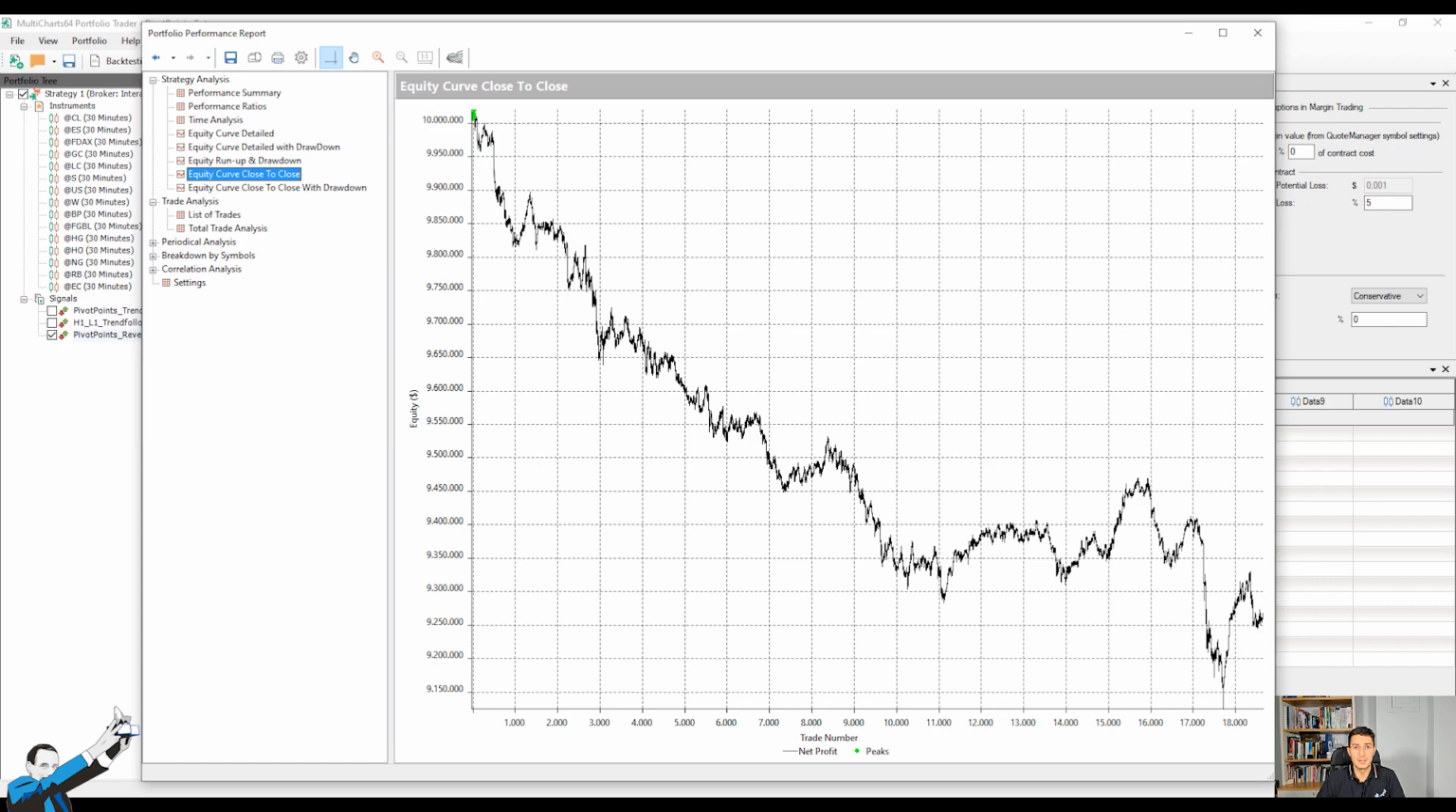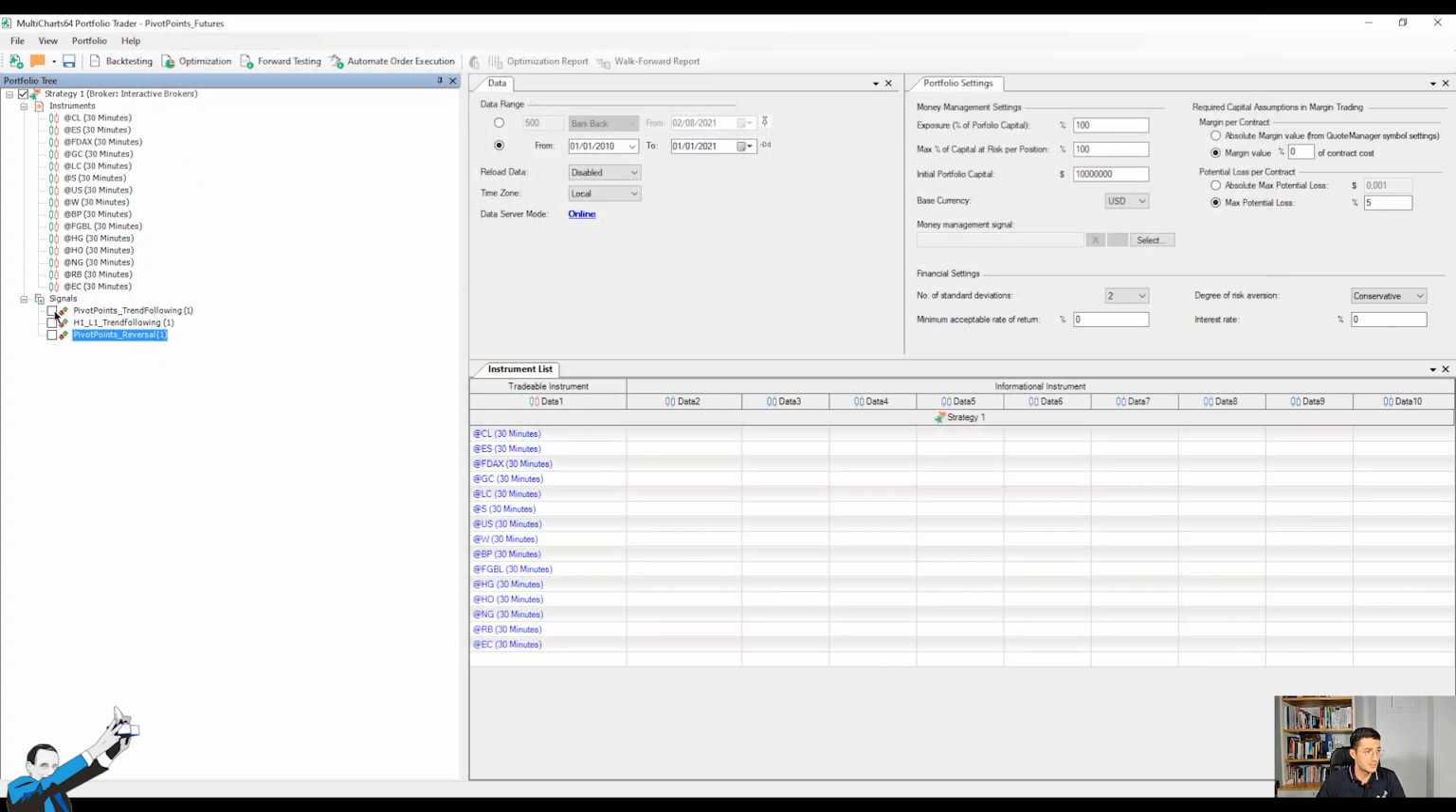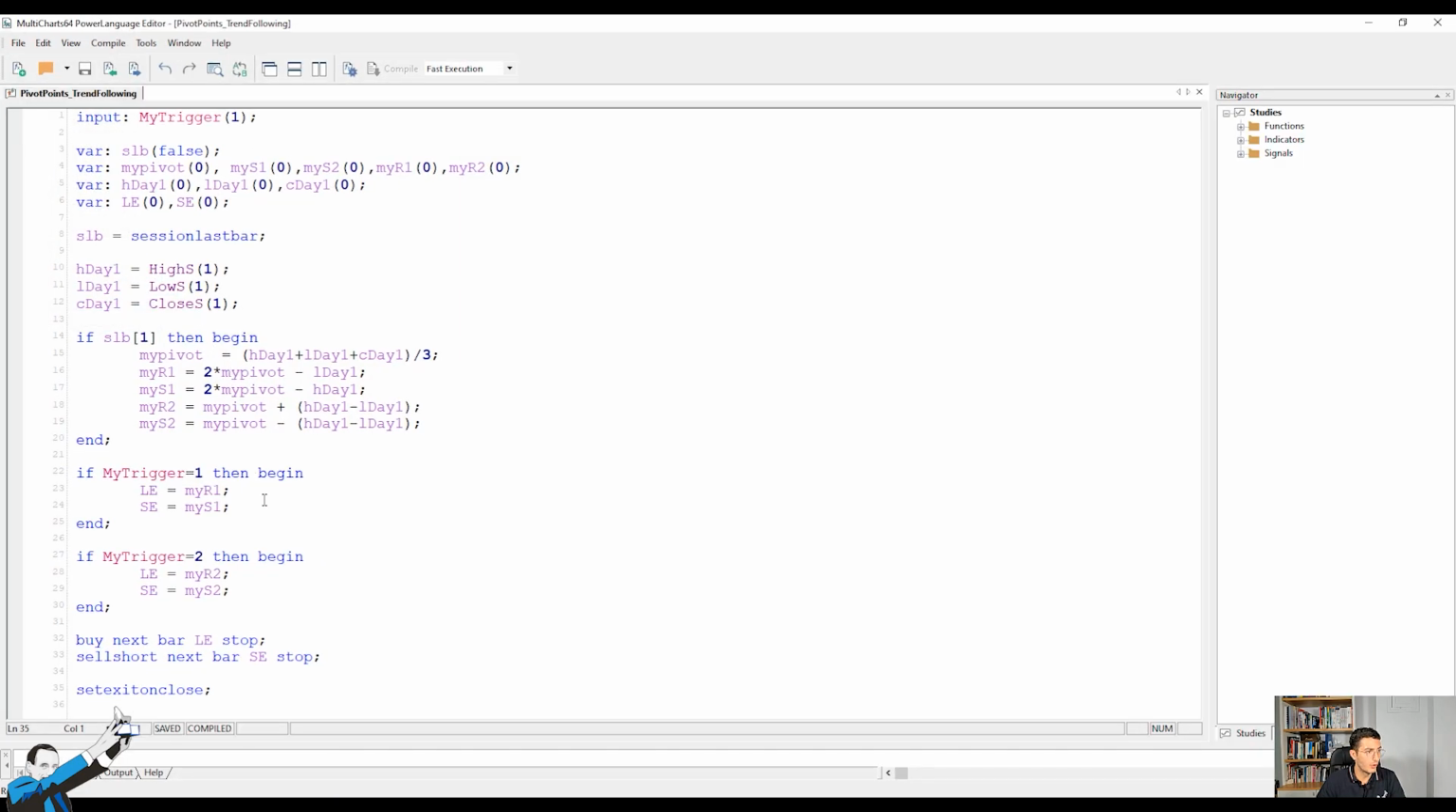So let's now test the trend following method, that means buying with stop orders on the resistance and selling short on the opposite with stop orders on the support level. So now what I have to do is just change the signal applied to the portfolio. In this case we will use the trend following one, where as we can see with my trigger equal to 1, the long entry level will be equal to the resistance number 1, while the short entry will be equal to the support number 1.